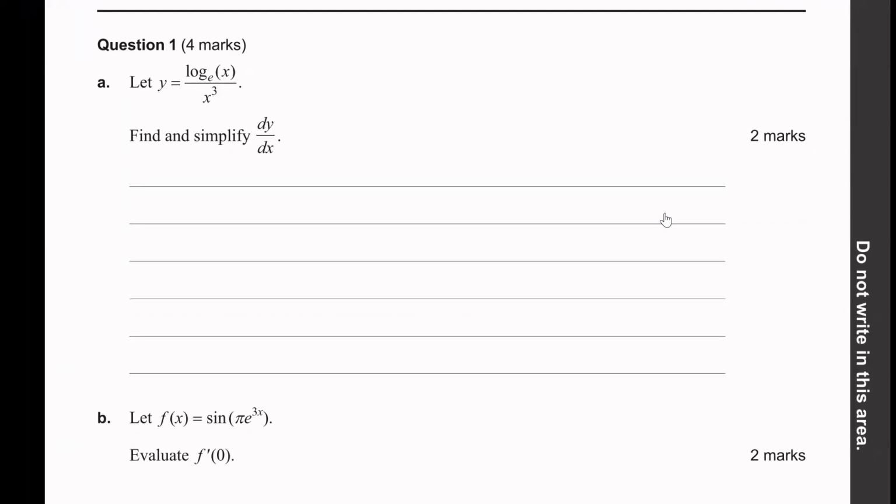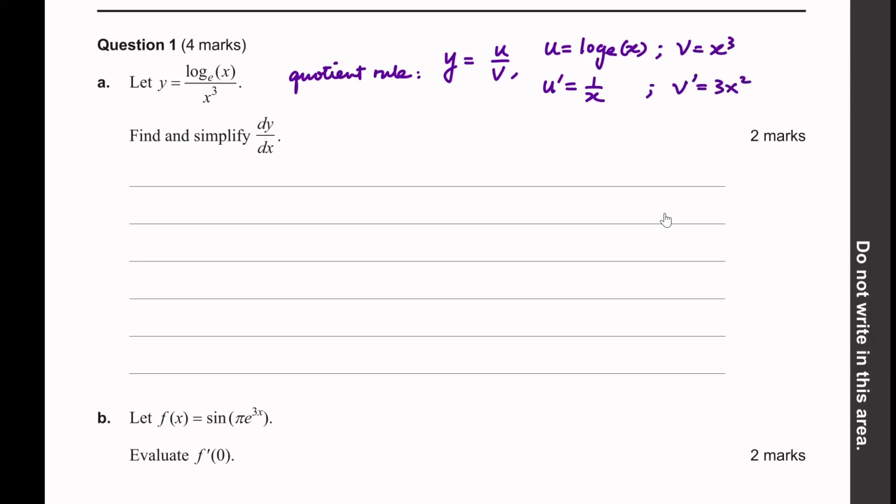Question 1, 4 marks. First one is a quotient rule. So make u equal to log e x, and u dash is 1 over x. v equals x to the power 3, so v dash is 3x squared. And my dy/dx is going to be (u dash v minus v dash u) over v squared. So I'm going to get 1 over x times x to the power 3, take away 3x squared times log e of x.